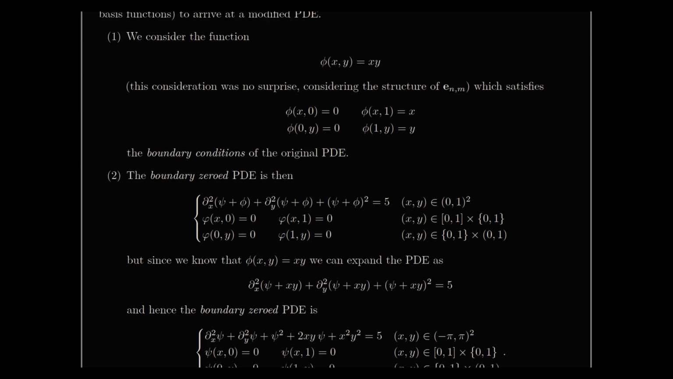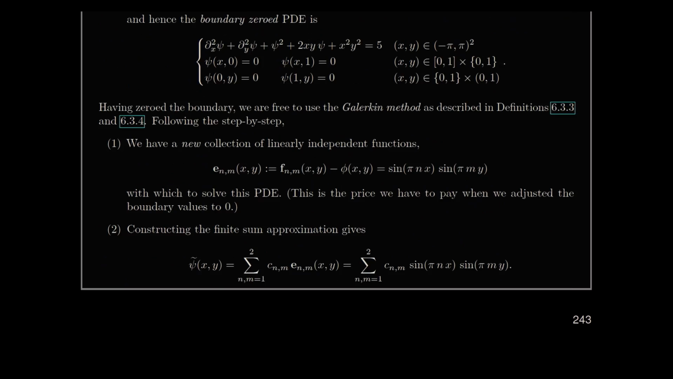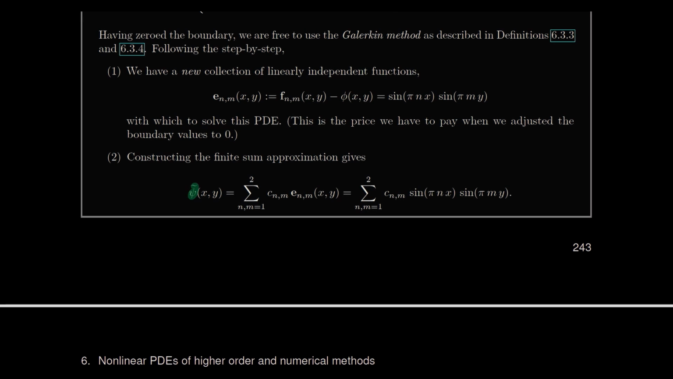And if we recall back at the beginning, I didn't make this too explicit. I said let's approximate this to 2 terms. So n, m equals 1 to 2. So we're going to approximate this up to 2 terms, which means my approximate solution to the zeroed PDE will be a sum from 1 to 2 of C_nm E_nm. It's given right here. That's equivalently a sum from 1 to 2 of C_nm sine n pi x sine m pi y. So this is really the function space I want the quote-unquote best approximation in.